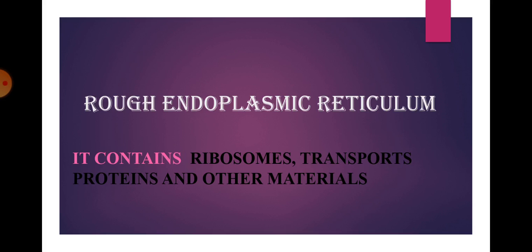The next is rough endoplasmic reticulum. It contains ribosomes, transports proteins, and other materials. Rough endoplasmic reticulum is a series of connected flattened sacs, part of a continuous membrane organelle within the cytoplasm of eukaryotic cells that plays a central role in the synthesis of proteins.